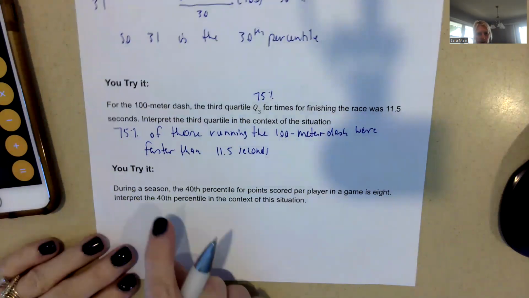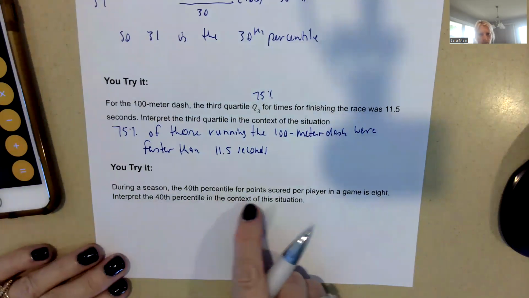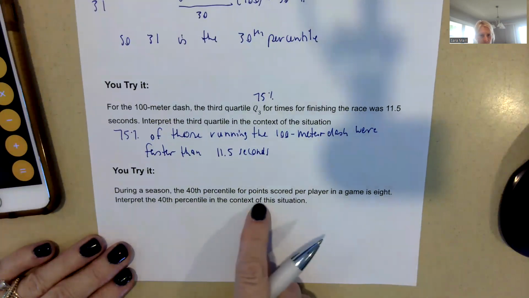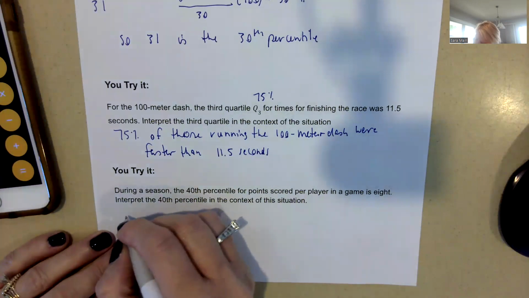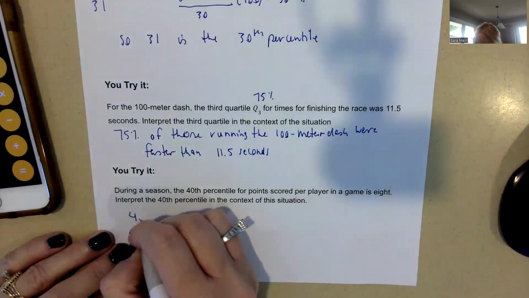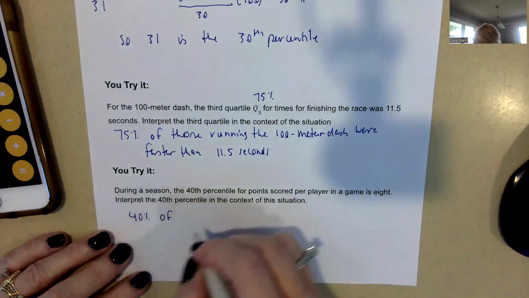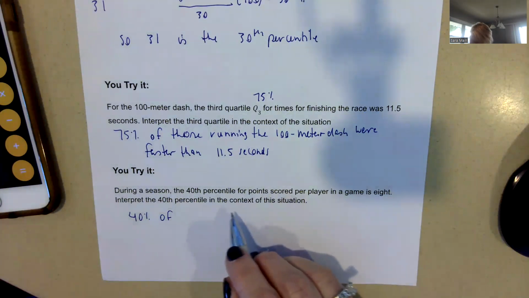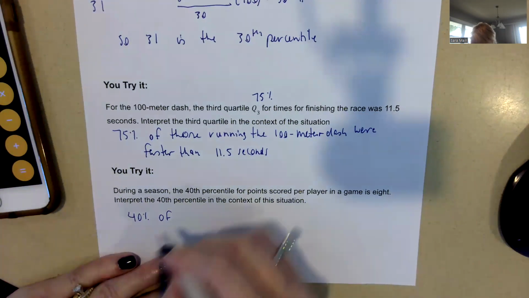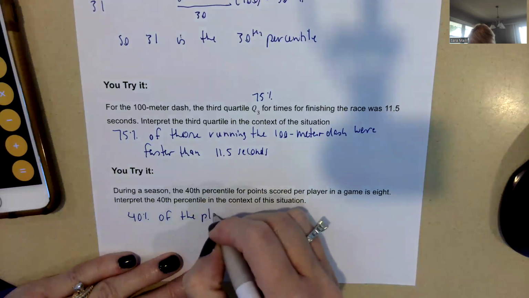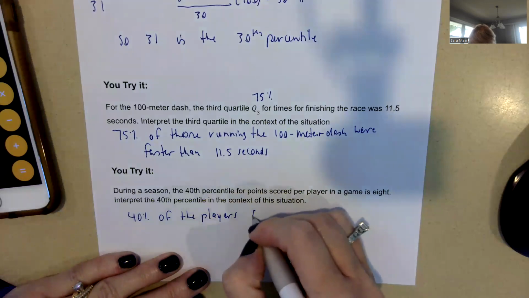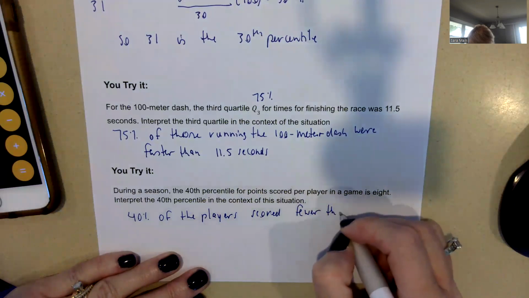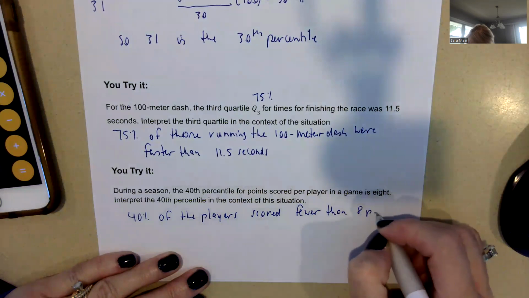And the last question says, during a season, the 40th percentile for points scored per player in a game is 8. Interpret the 40th percentile in the context of the situation. So 40% of the players scored fewer than 8 points.